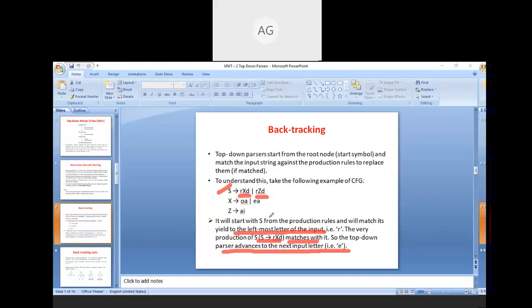Basically, this example is not complete, but you can take it from here. We need to find E or generate E from this. So here you can see from the X production, out of OA and EA, we need to take EA because we need to generate E from it. Moving to the next slide, you can understand it much better there.